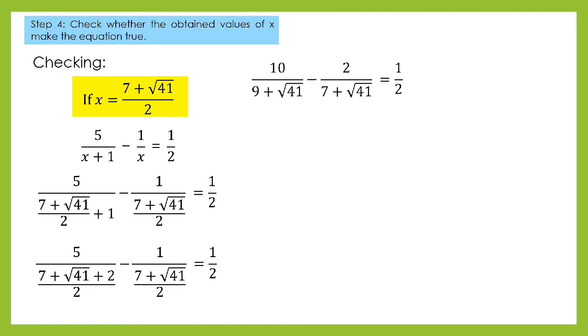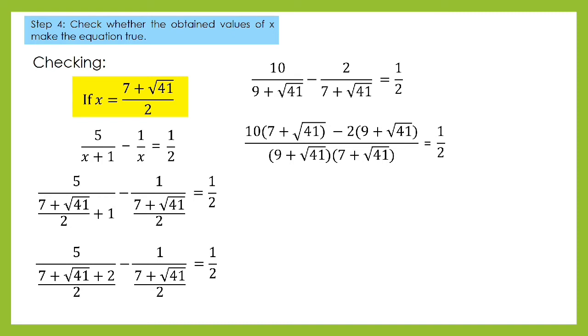Likewise for the second, we multiply 1 by the reciprocal of the denominator. The reciprocal of our denominator is 2 over 7 plus square root of 41. So 1 times 2, we have 2 over, so this is now our denominator, 7 plus square root of 41, equals 1/2. Next, how did that happen?